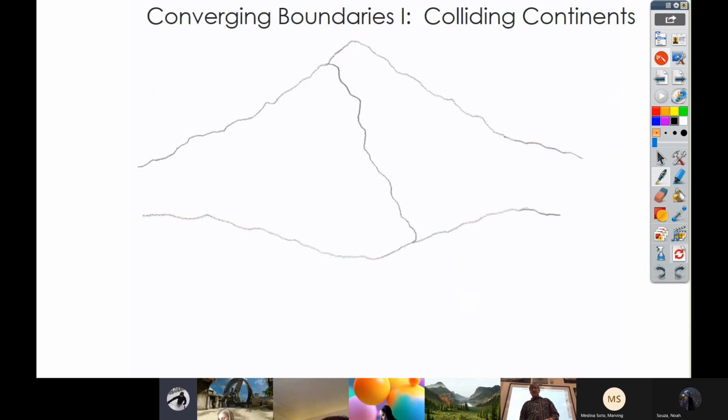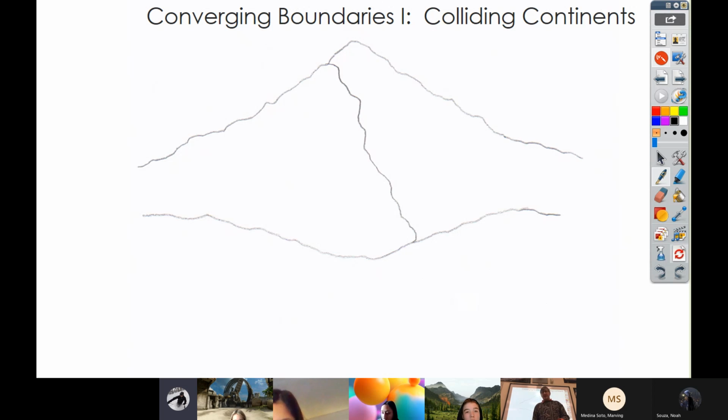Now with converging boundaries, different things happen depending on what type of plate is crashing into the other plate. This is what happens in this diagram when one continent crashes into another continent. But different things happen where a continent collides with an oceanic plate. And when two oceanic plates collide, it's actually quite similar to when a continent and ocean floor run into each other. So we don't have to do 3 of these converging boundaries, but we do need to do 2 of them. We're going to do one today, and we'll do one on Friday.